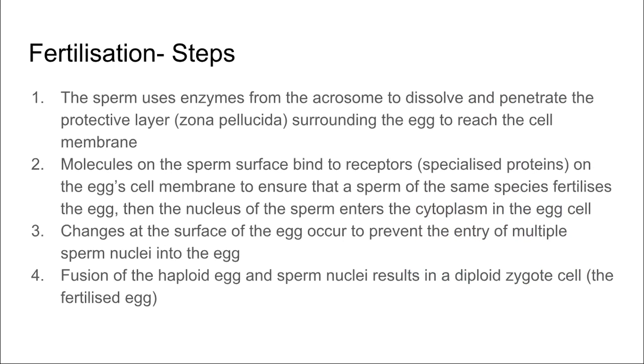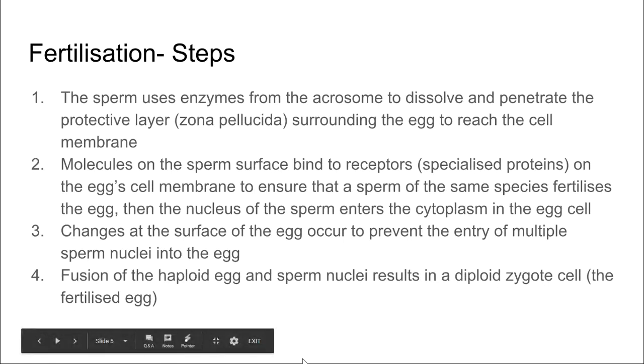So the steps of fertilization: there are 4 steps. The sperm uses enzymes from the acrosome to dissolve and penetrate the protective layer surrounding the egg. On reaching the cell membrane, the molecules on the sperm surface bind to receptors on the egg cell membrane, which means the egg can check whether the sperm is of the same species and can fertilize the egg. Then we see the nucleus of the sperm enter the cytoplasm in the egg cell.